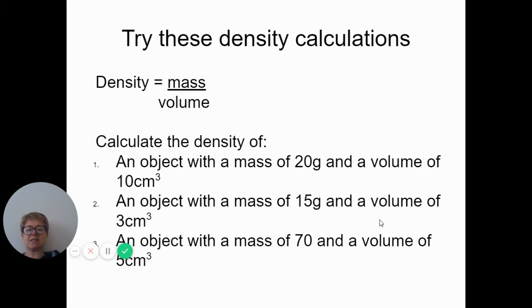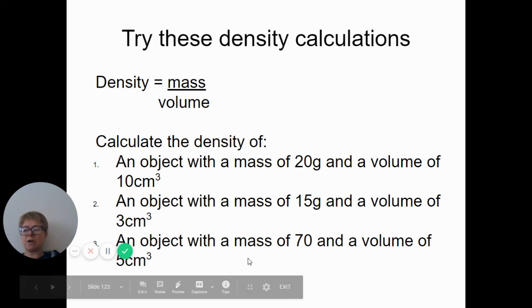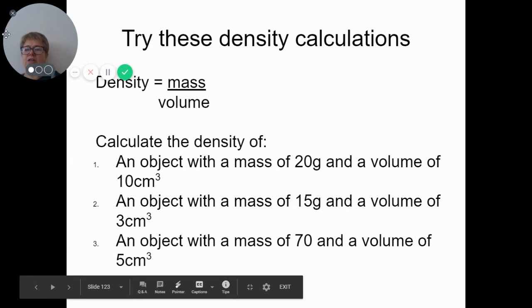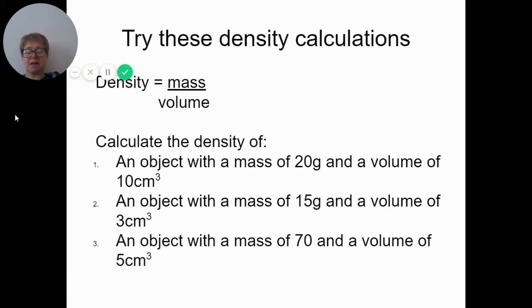So have a go at these density calculations. There's some questions here for you to have a go at. The video can be paused while you do these. If you need to use a calculator, you can. Perhaps your teacher will let you just get your phone out of your pocket to use the calculator on your phone, or if you're in school, there are calculators in the classroom. So the video can be paused while you do these. And I'm now going to show the answers.